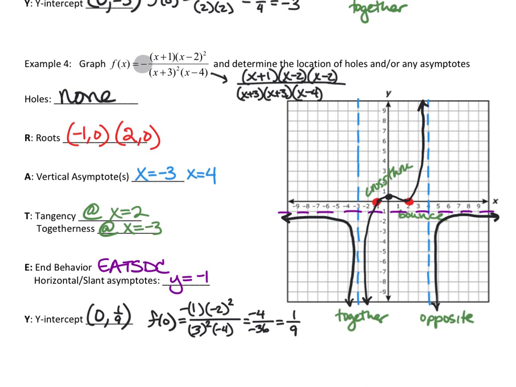RATEY is so helpful for graphing these functions. Make sure you know what each of the letters stand for and how to find the roots, the vertical asymptotes, the tendency, the end behavior, and the y-intercept so that you can also graph these functions.